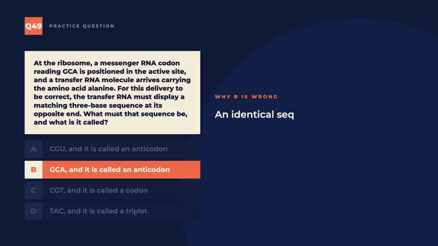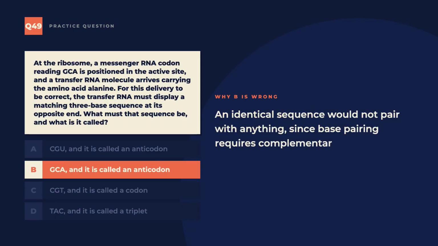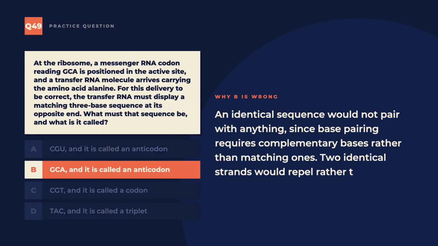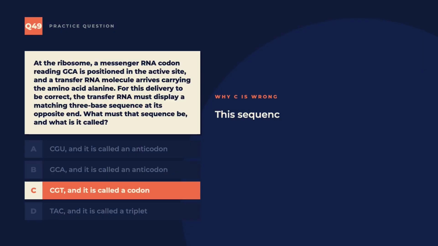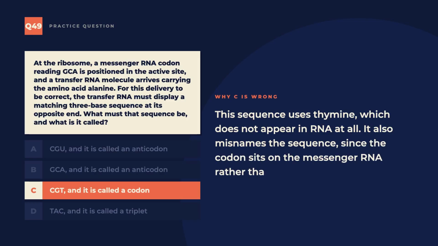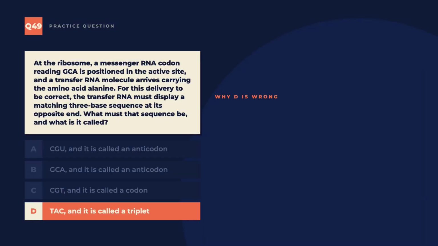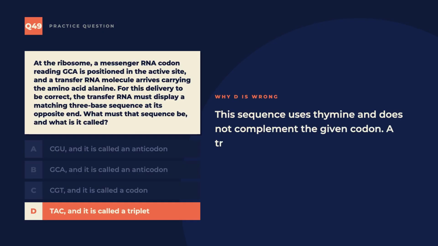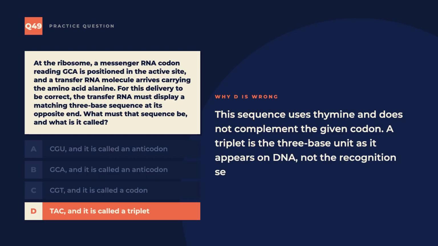B is wrong because an identical sequence would not pair with anything, since base pairing requires complementary bases rather than matching ones. Two identical strands would repel rather than bind. C is wrong because the sequence uses thymine, which does not appear in RNA at all. It also misnames the sequence since the codon sits on the messenger RNA rather than on the transfer RNA. D is wrong because this sequence uses thymine and does not complement the given codon. A triplet is the 3-base unit as it appears on DNA, not the recognition sequence on a transfer RNA.